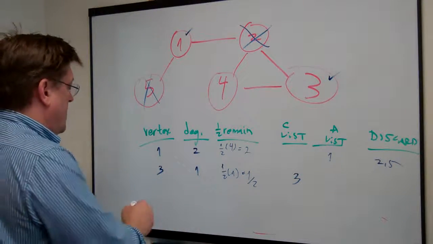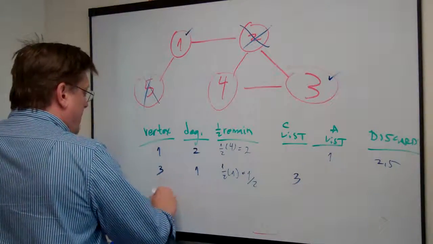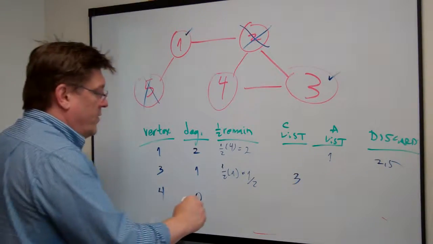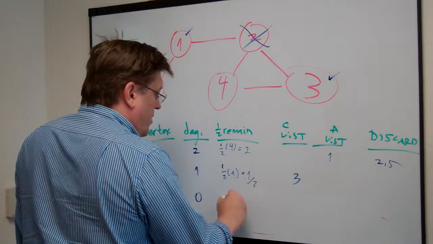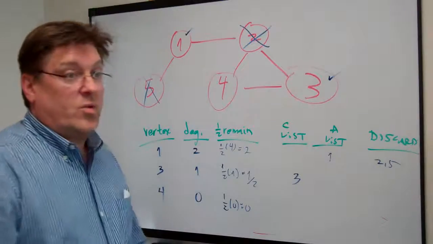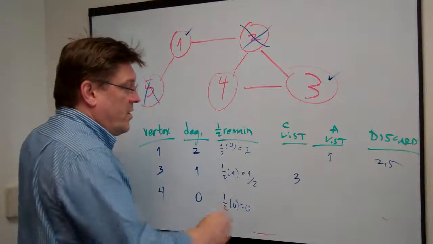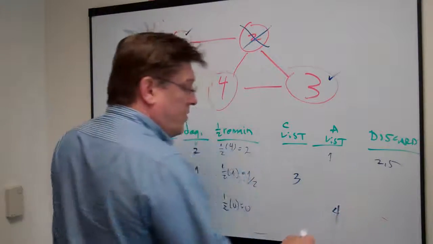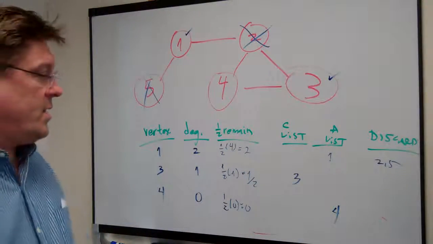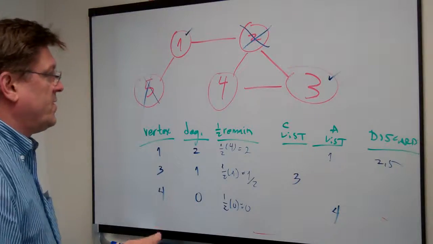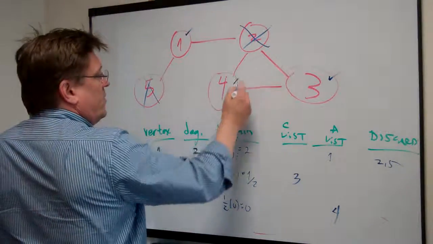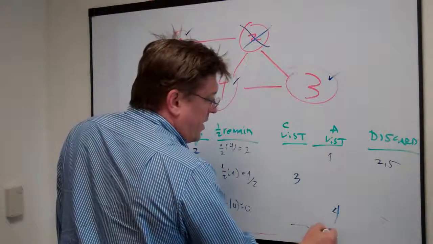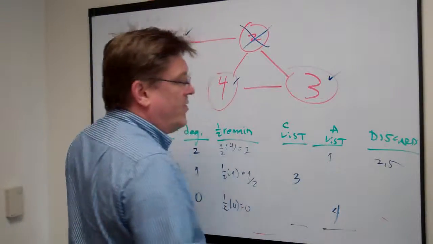So now we're going to take node 4, it's the last one left. Its degree is 0. And so 1/2 of 0 is 0. 0 is not strictly greater than 0. So node 4 is going to be added to the anti-click list, and there's nothing left to discard. So now we have a click list that has 1 of them in it, and we have an anti-click list that has 2 of them in it.